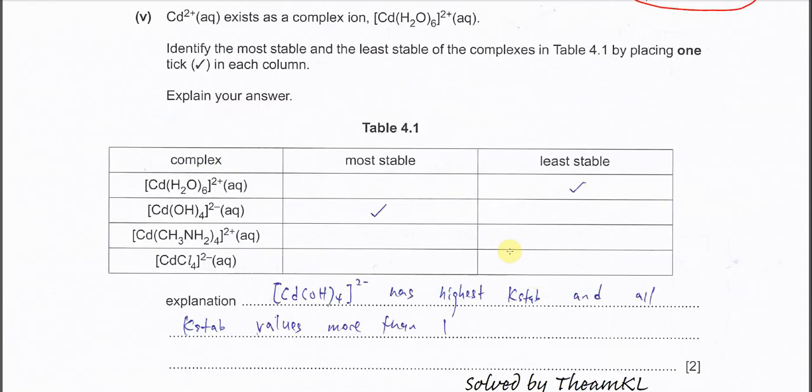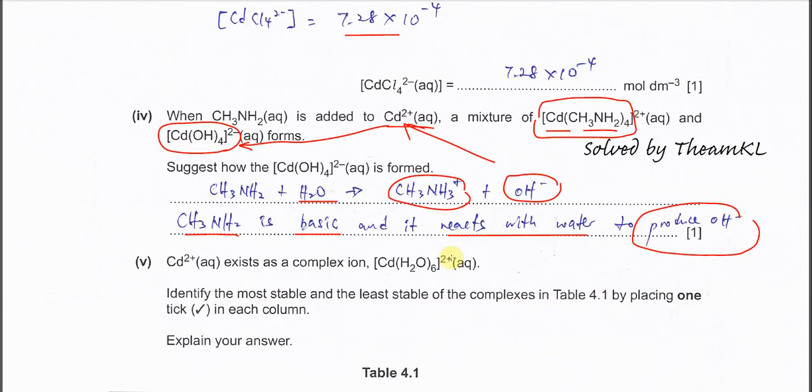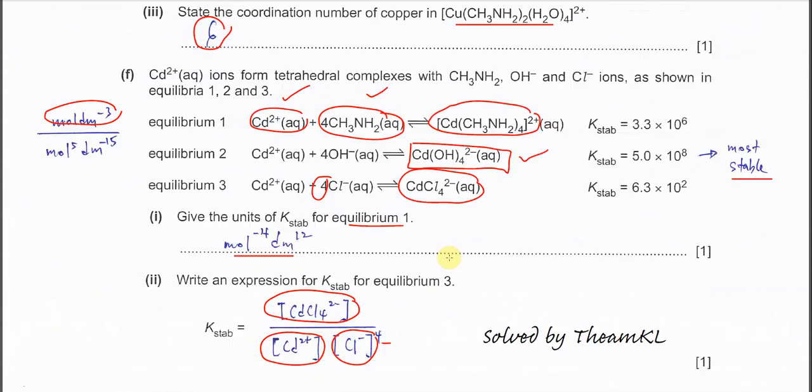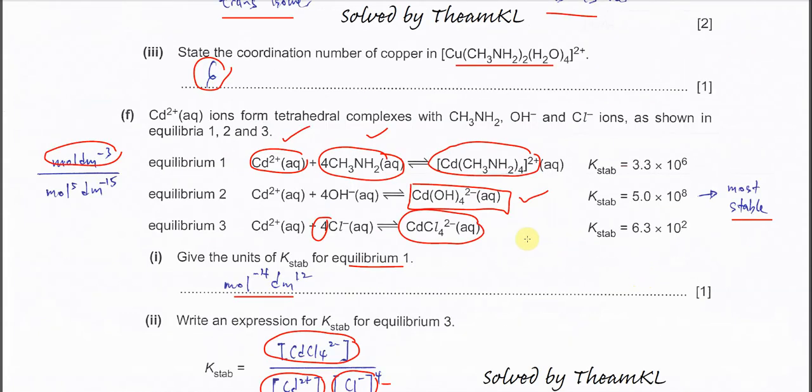Okay, part 5. Cadmium ion exists as a complex ion. Okay, so this one is the cadmium with 6H2O. Identify the most stable and the least stable complex in table 4.1. Okay, so place one tick in each column. Okay, this one, the most stable, of course, from the Kstep I told you already, it must be the cadmium with 4 hydroxide. Okay, is the most stable one, because Kstep is higher. This one has the highest concentration.